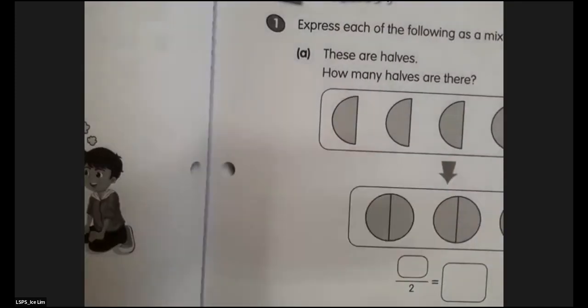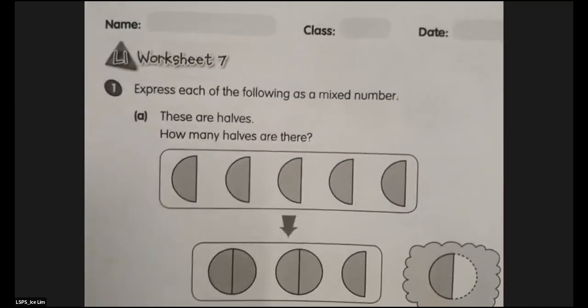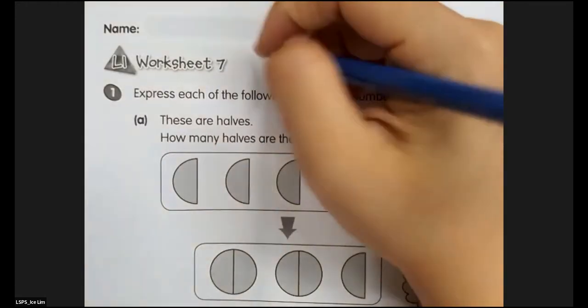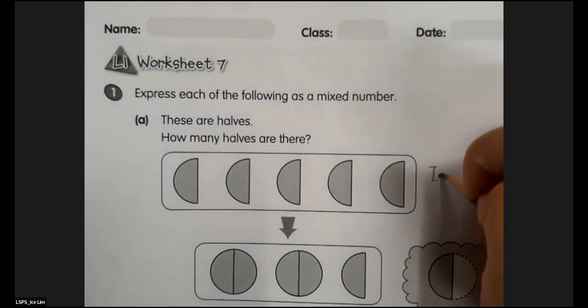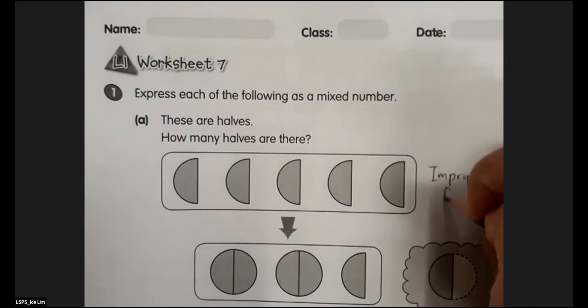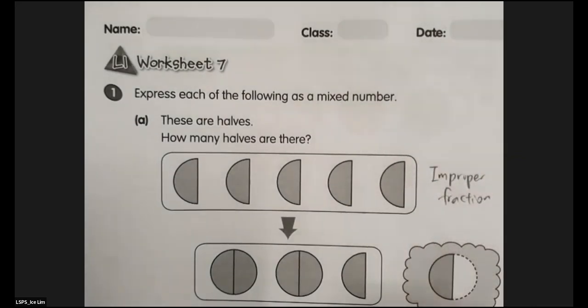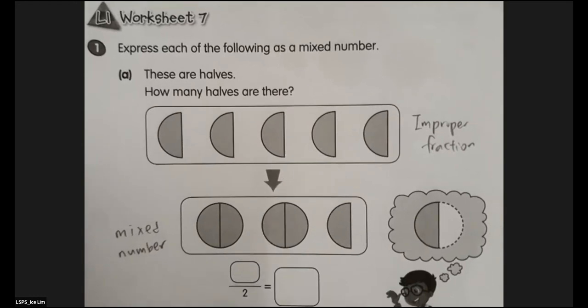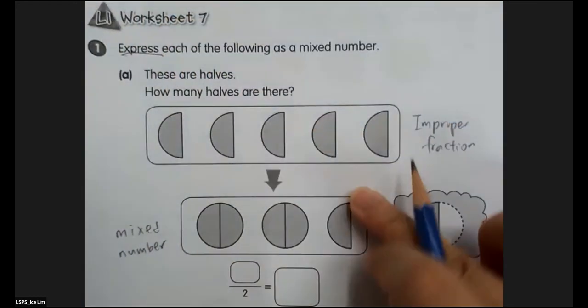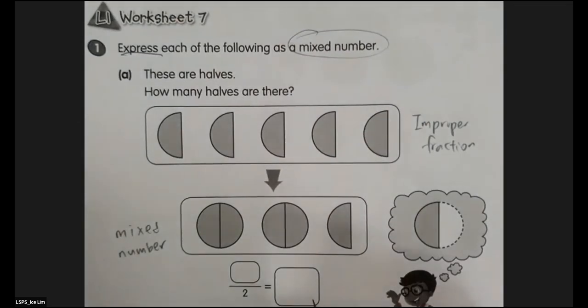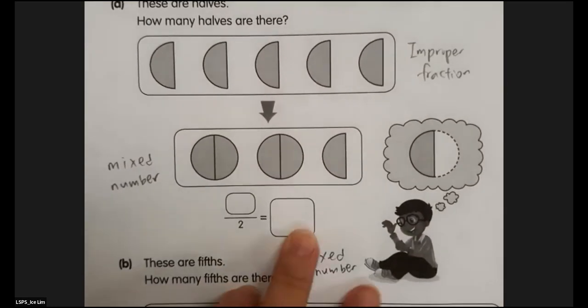So now it's the other way around. The other way around is from improper to become mixed. Express each of the following as a mixed number. So this one should be a mixed number. I'm expecting a whole part and a fraction part.